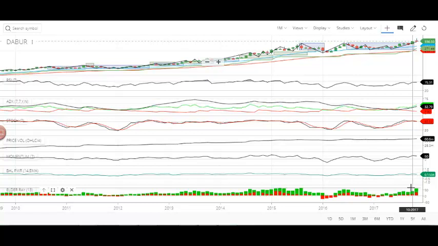Okay, guys, this is the analysis for the stock. This is the conclusion also. This stock can be considered for long-term investment.